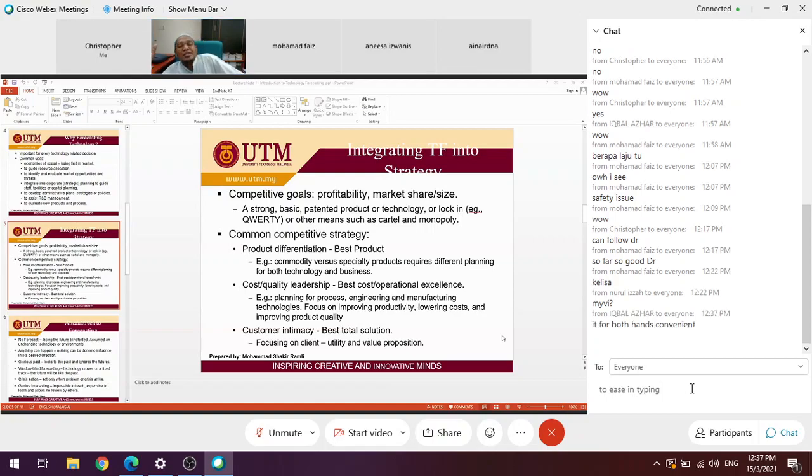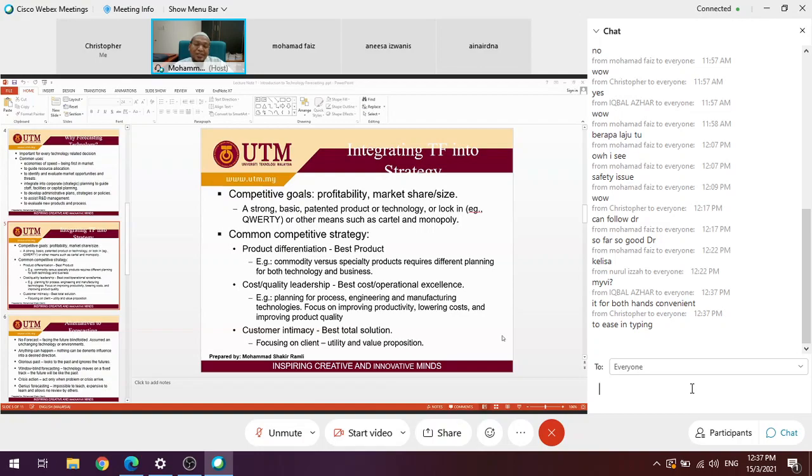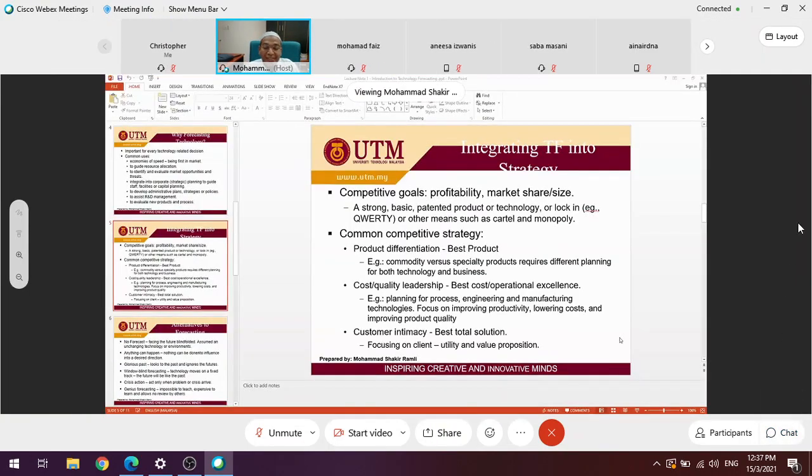Why the alphabetical order QWERTY? Why not A, B, C to Z? We learn in school A, B, C to Z. Because people type too fast. People type too fast. Okay.